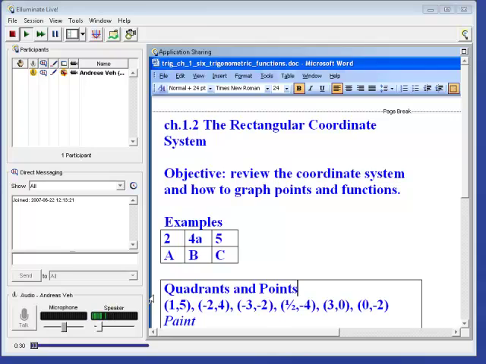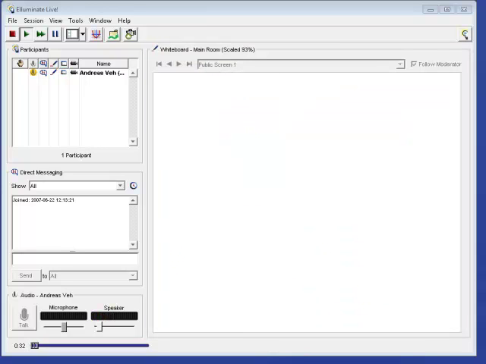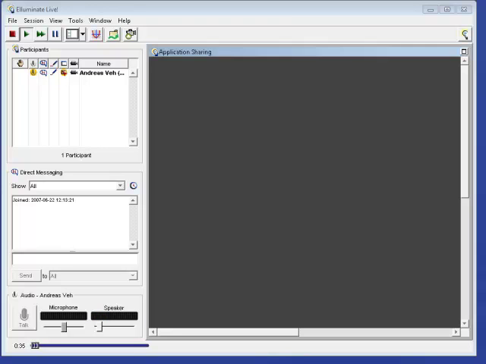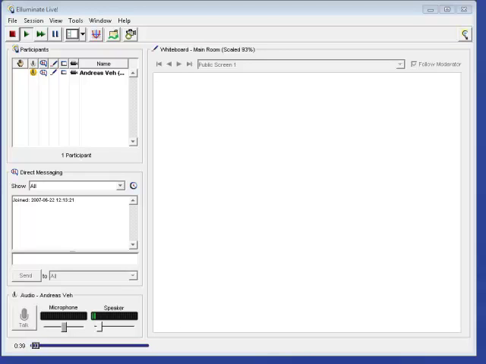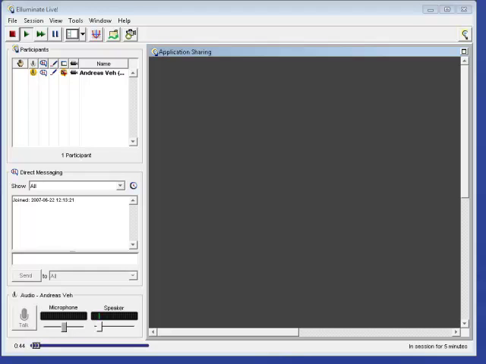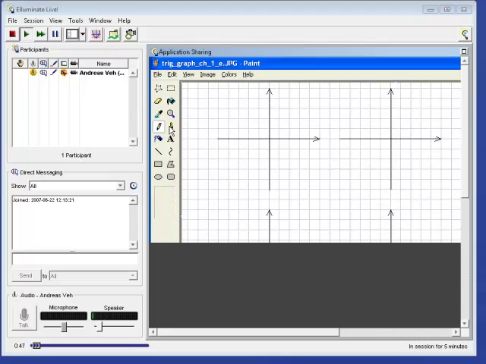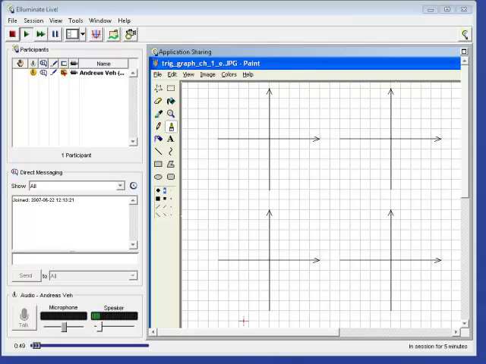So I'm going to go over to Paint. Oops, I think I accidentally got myself back to Word. Let's see. Oops, there it is. Okay. Let's see. What did we say? For example, (1, 5): 1 over, 5 up, and there's the point. Then (-2, 4). So -2 and 4.